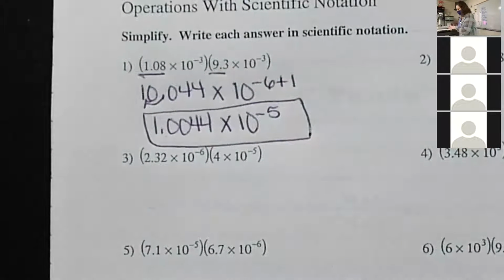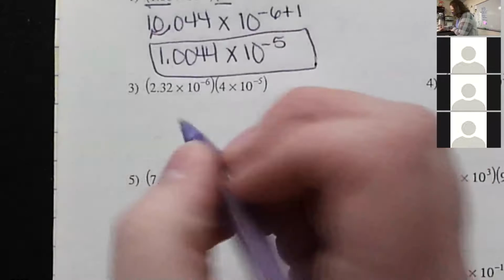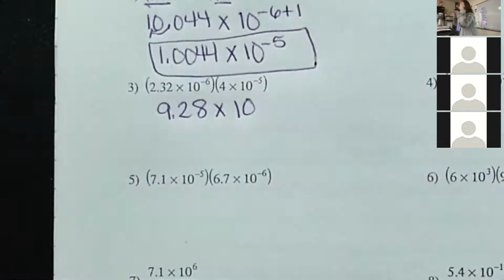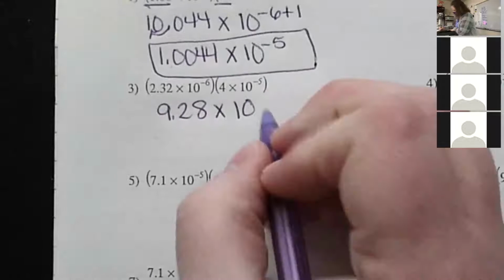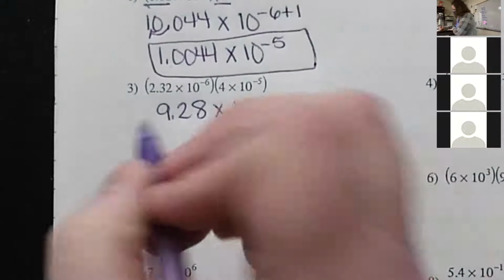Let's try another one. We're just gonna go down the column. So number 3, take that 2.32 times that 4 in your calculator. 9.28. 9.28, love it. What do I do with my exponents if I'm multiplying? Add them. What's a -6 plus a -5? -11. Ask yourself, is this in scientific notation? Yeah, this one's good to go. We're done.